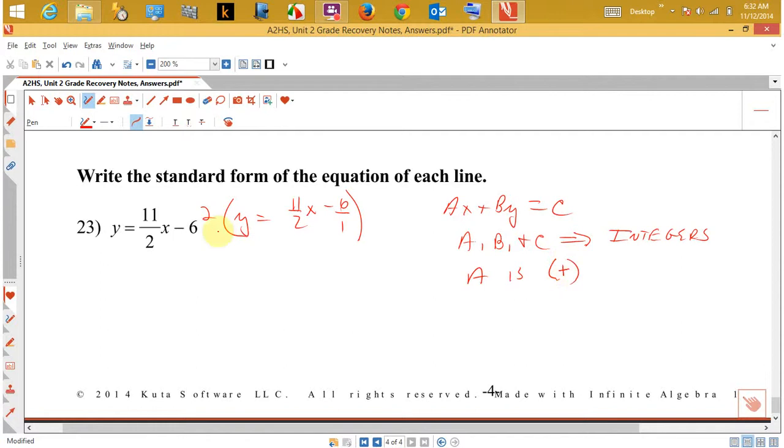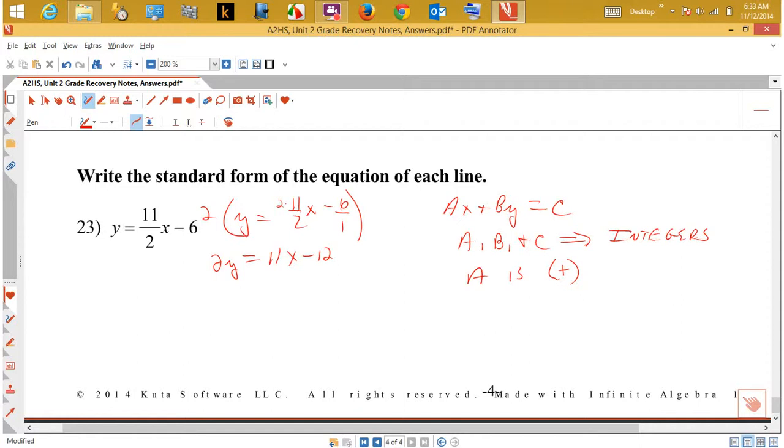Okay, so I have to get rid of all the denominators. So multiplying by 2 will do that. Taking 2 times y, I get 2y equal to 2 multiplied over here would be 2 times 11/2. So the 2's cancel out, giving me 11x. And finally, the 2 would also multiply by a -6, giving me a -12. So there I have eliminated my denominators.